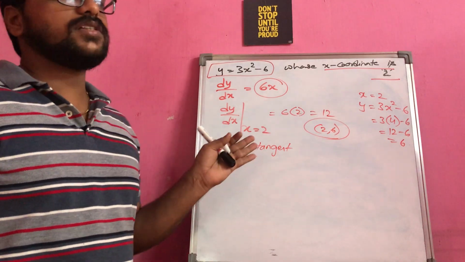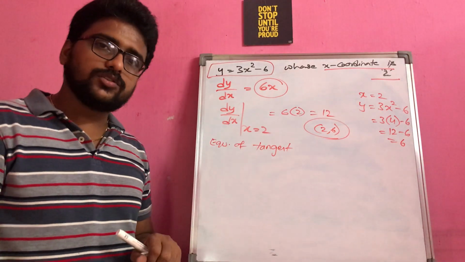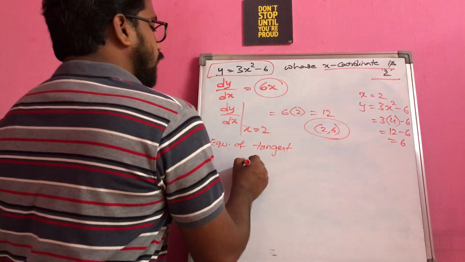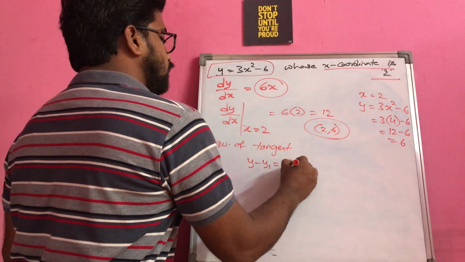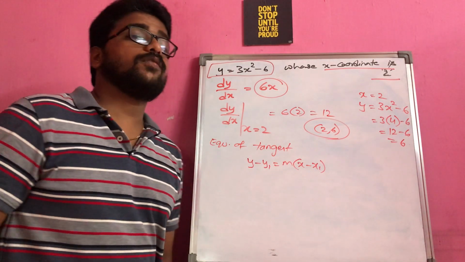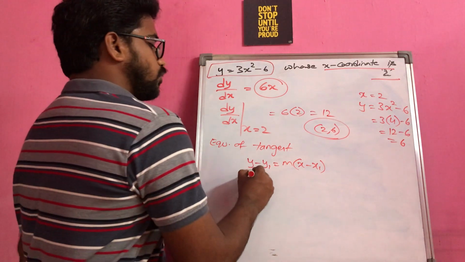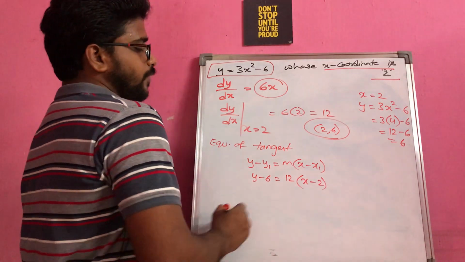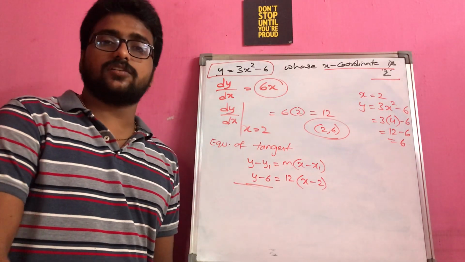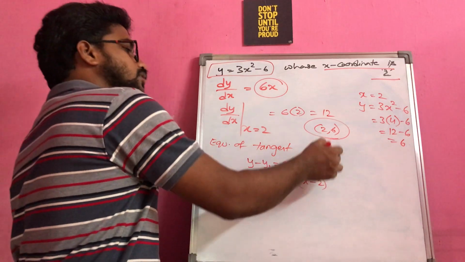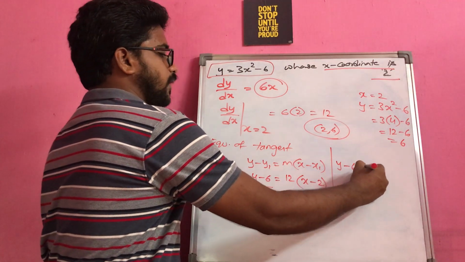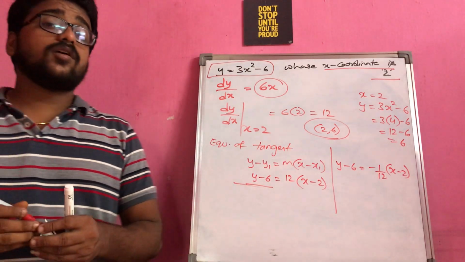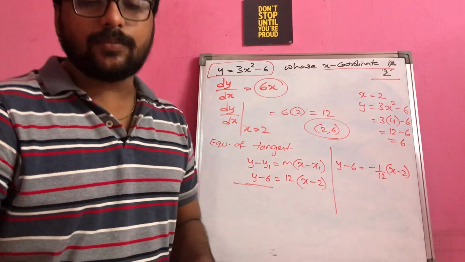But if I ask you the equation of a tangent, you have to get the value of y also. So you will get the y coordinate by substituting x with 2. So y minus y1 is equal to m times x minus x1 is the required equation of the tangent. So y minus 6 is equal to m, which is 12, into x minus 2. If you further simplify this, you will get the equation of a tangent. If I ask you the equation of a normal, then it will become minus 1 by 12 of x minus 2. So it is not necessary that everything will be mentioned in the question.